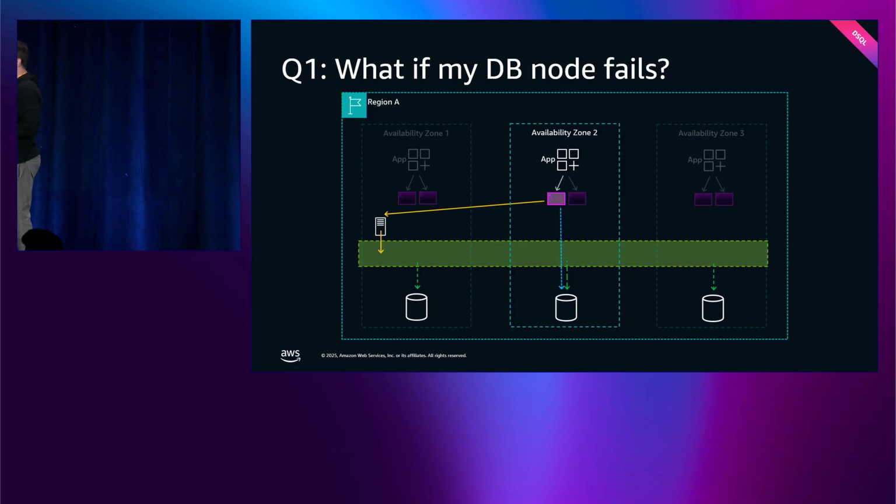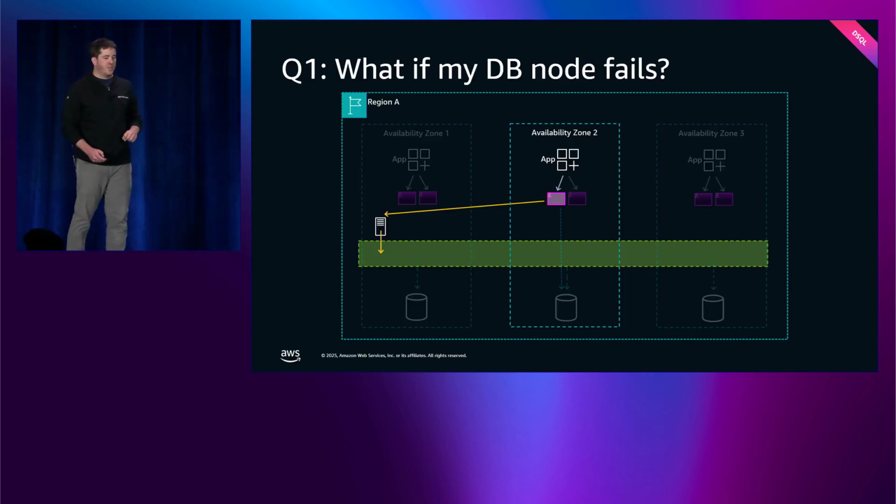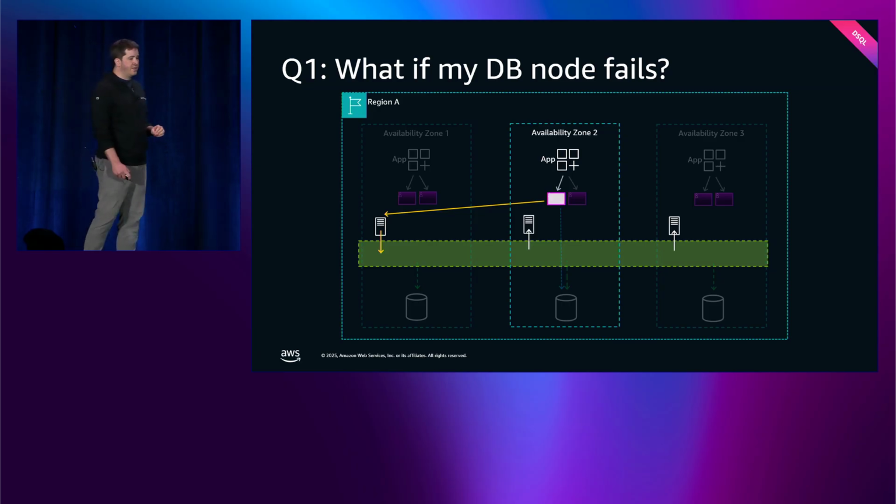But what about writes? What about that adjudicator sitting over there in AZ1? Well, the reason we have a single adjudicator is because that's going to allow us to do this conflict resolution protocol really quickly without coordinating over the network, but we don't want a single point of failure. And so what DSQL does is it's going to keep standby adjudicators in the other zones.